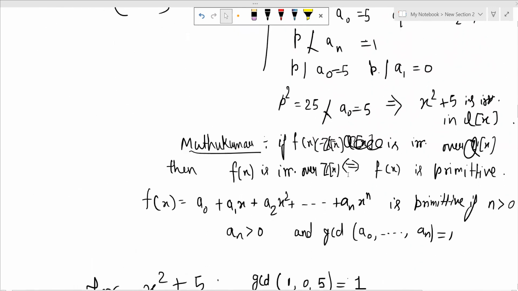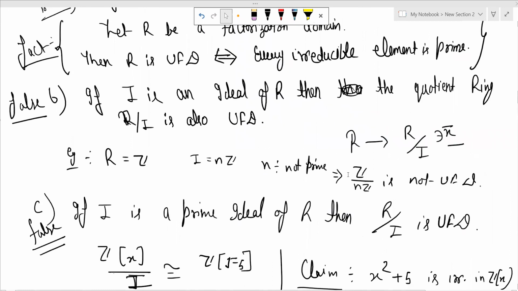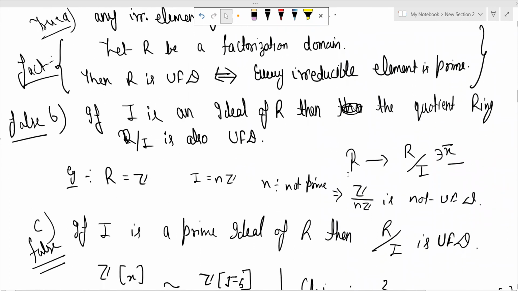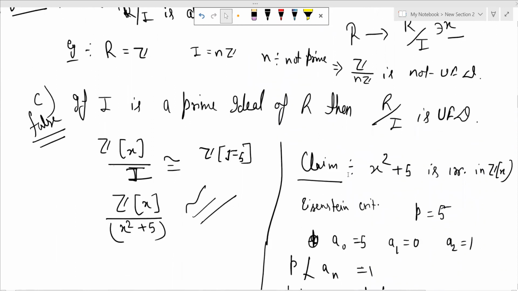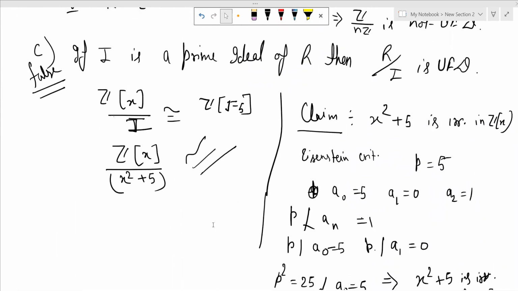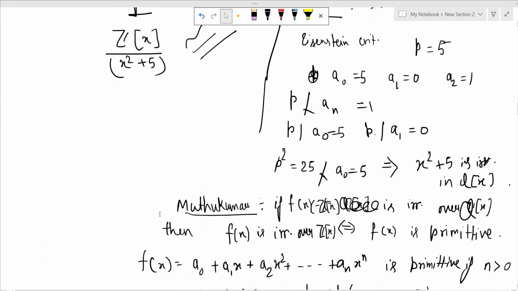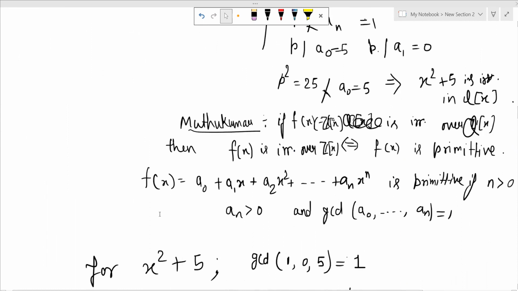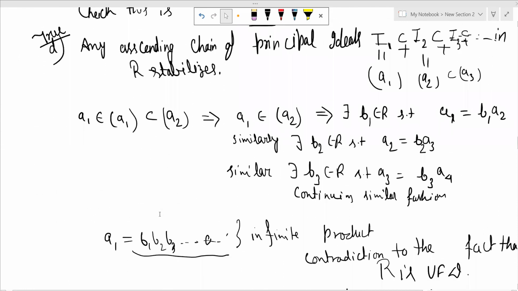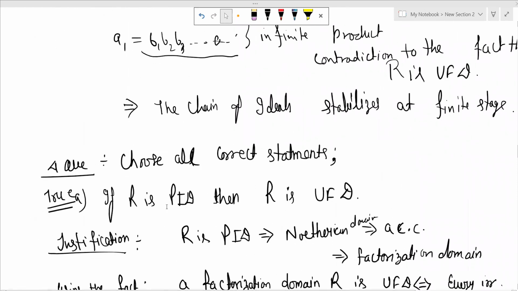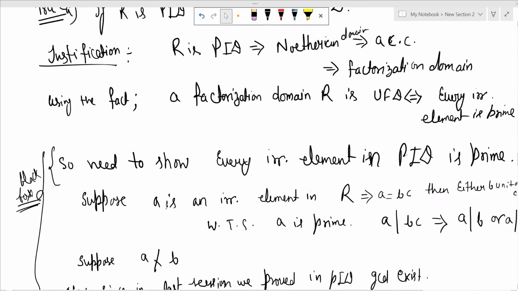After this, we proved whether, if I is a prime ideal of R, then R mod I is a UFD. This is a false statement, because we use the prime ideal generated by x squared plus 5 in Z[x] and prove that this ring is isomorphic to Z[root minus 5], and we know this is not a UFD. So by that argument, we are done. Then we proved that any ascending chain of prime ideals stabilizes in a UFD, and now this is where you joined, right?